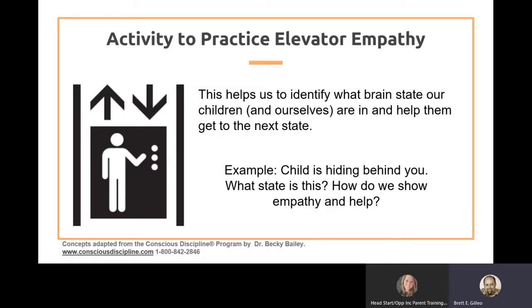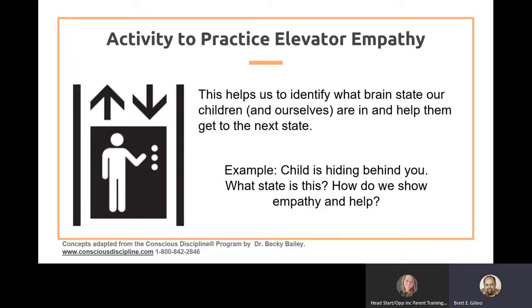Trying to think, there's a couple other examples here. So let's say, right now, as parents are doing schoolwork at home, kids might say, "Why do I have to do my schoolwork? I really don't want to do my schoolwork." And so where are they at? Are they in the safety, or are they in the connection, or are they in the problem solving?